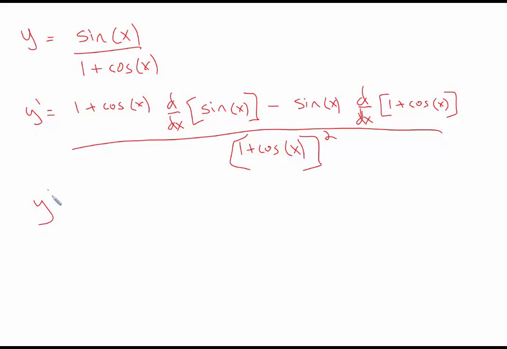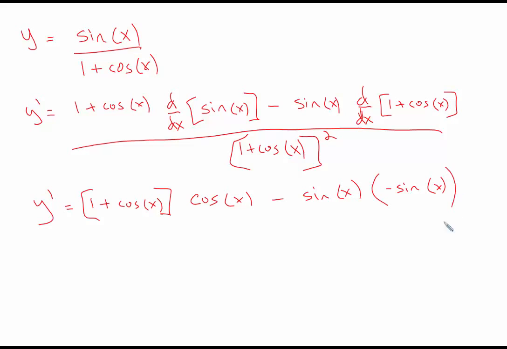Alright, so y prime is going to equal 1 plus cosine of x. So we've got this quantity multiplying with the derivative of this. The derivative of this. So remember, right here we have an x. It's not going to really matter because we only have x right here, and there's no exponent. It's just a 1. So that'll give us cosine of x minus, we have sine of x times the derivative of 1 plus cosine right here. So derivative of 1 is just 0, okay? So derivative of cosine is negative sine of x, okay?